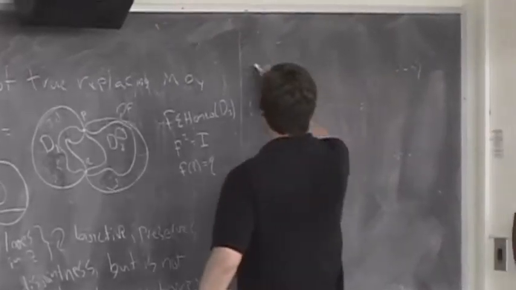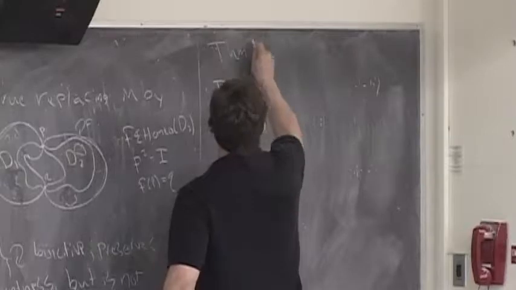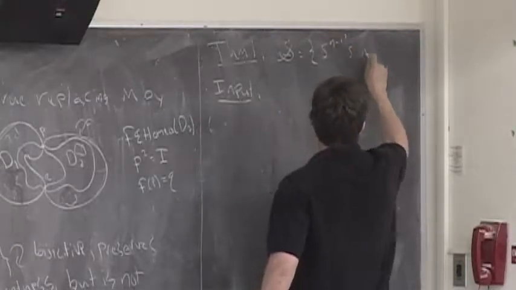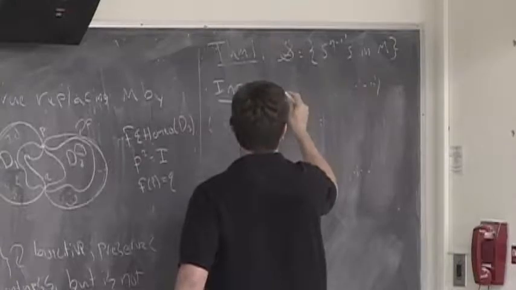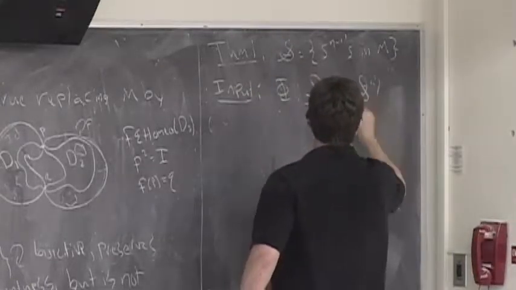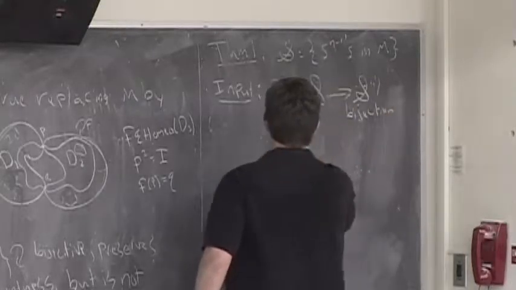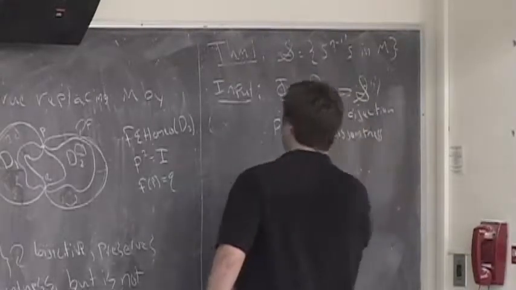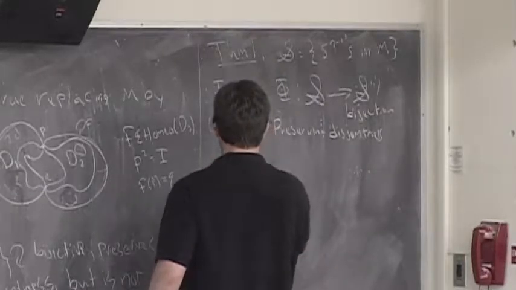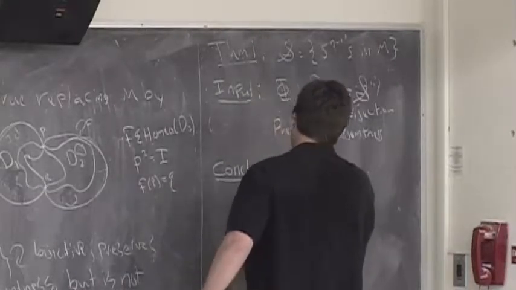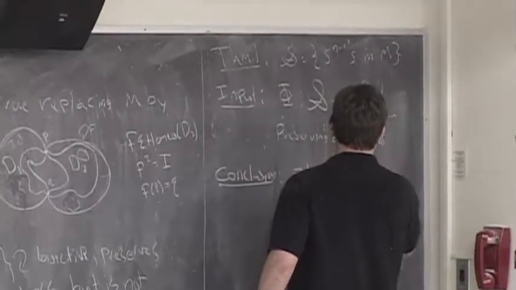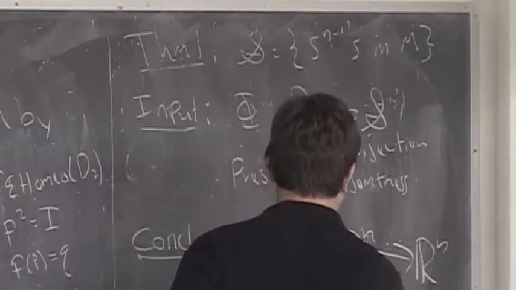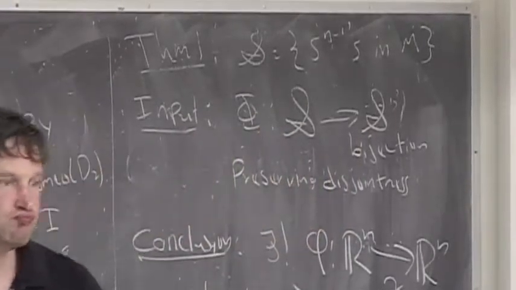So you start, the input, here's theorem one. Input: S is a set of S^(n-1) in M, and the input is a bijection from S to S preserving disjointness. And the conclusion, we have to construct a homeomorphism from R^n to R^n inducing phi. And I'll tell you right now, it's all completely elementary.